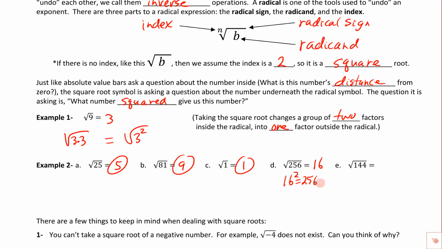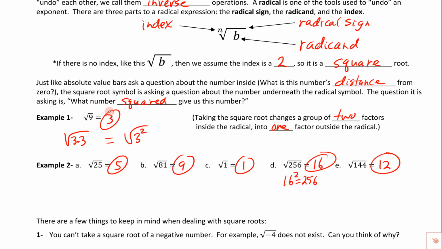And notice this kind of backwards relationship. If I take 16 and I square it, I get 256. If I take the square root of 256, I get right back to 16, and that's why we call these inverse operations of each other. And then we've got one that you should recognize, the square root of 144, or radical 144, we'll say sometimes. So that's going to be, what number do we square to get 144? That's going to be 12, okay?